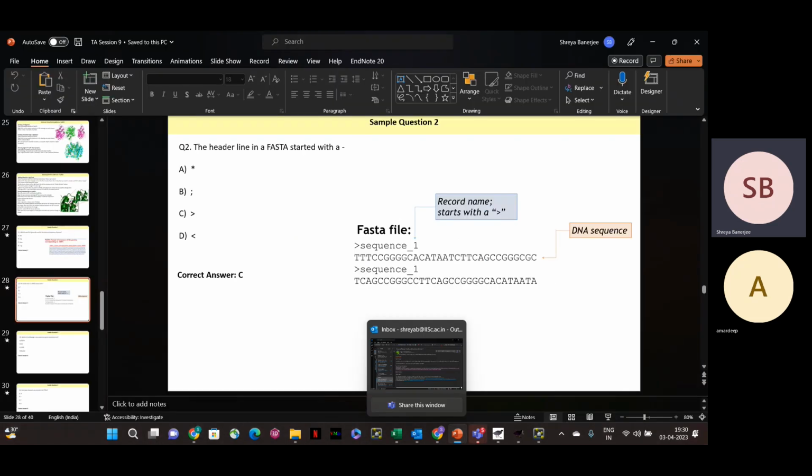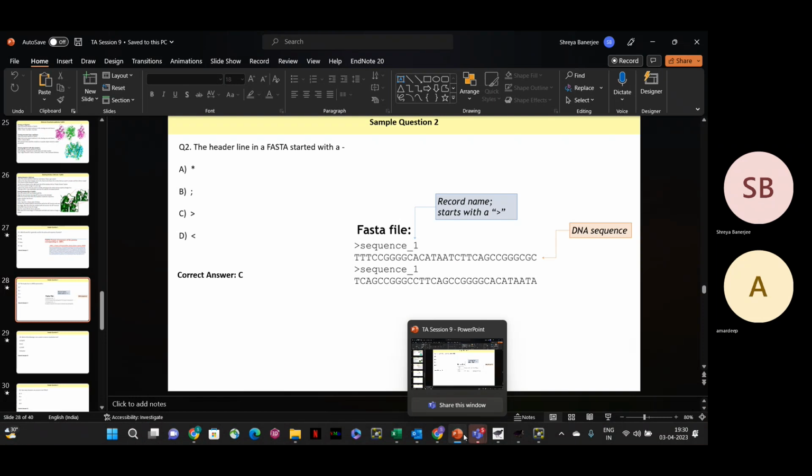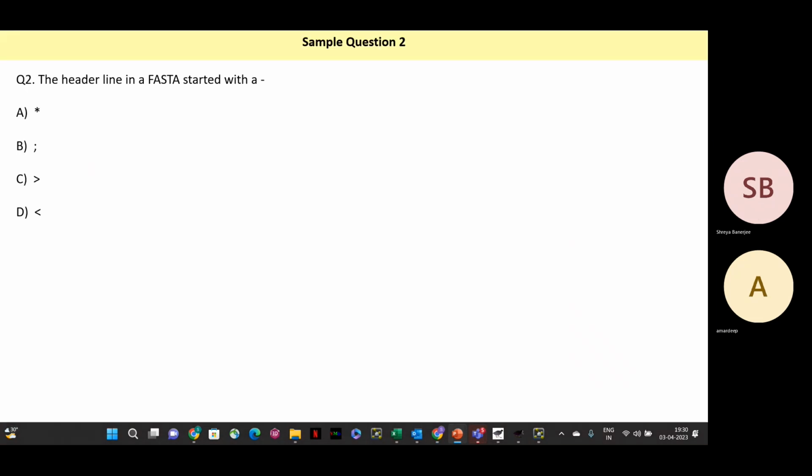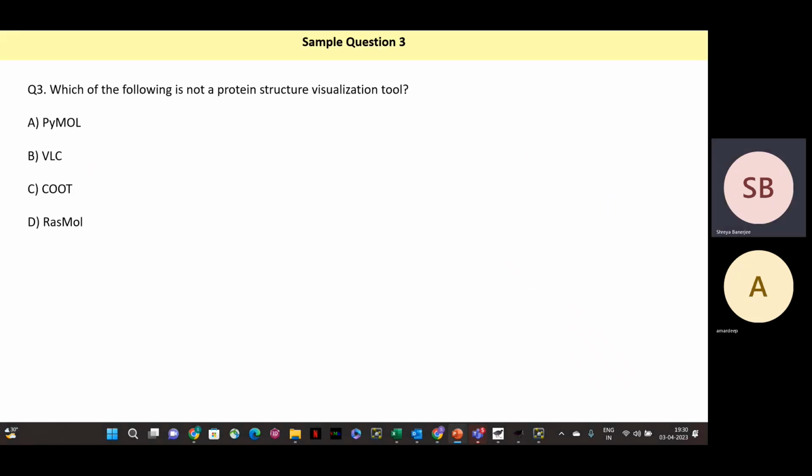So if we go to the actual FASTA file, you can see the first one starts with a greater than sign, and then there is the PDB code 3HP1, the chain number chain A, the name of the compound, and the species from which it comes. That is all in the first line, which begins with a greater than sign. The next question is, which of the following is not a protein structure visualization tool?